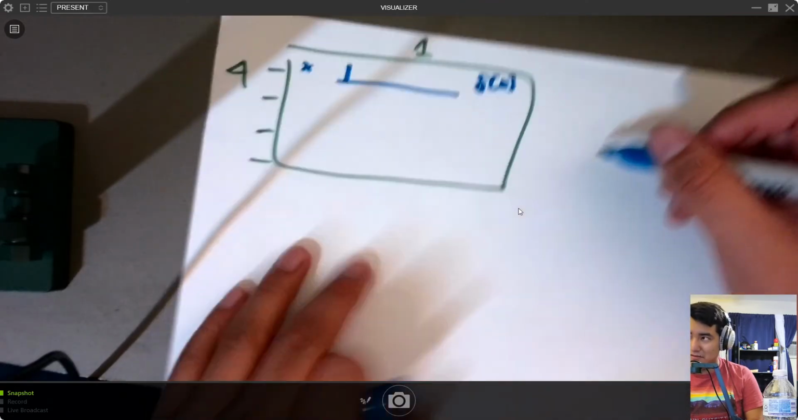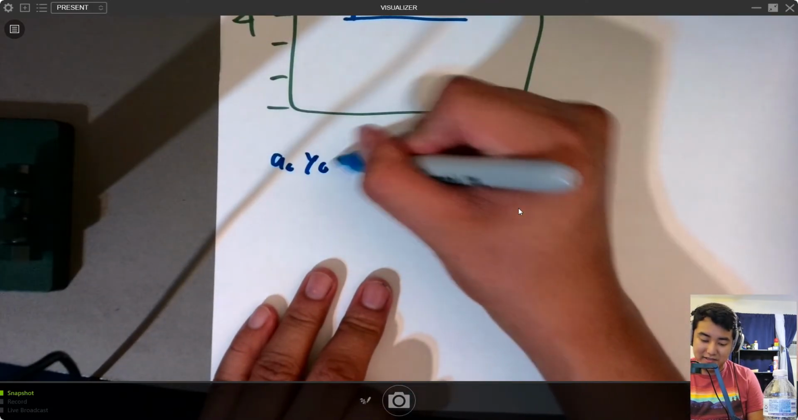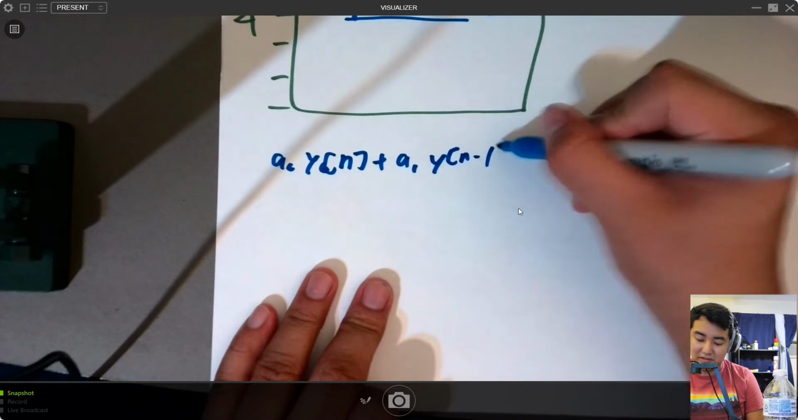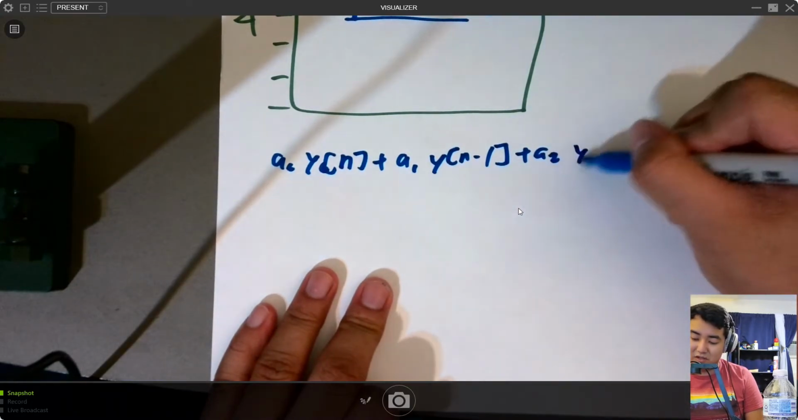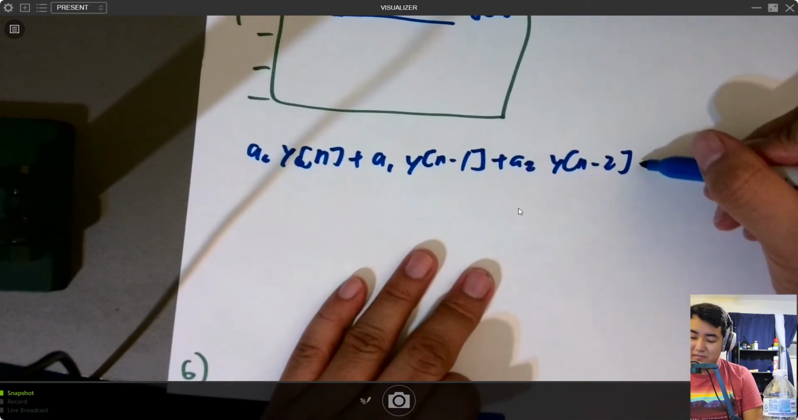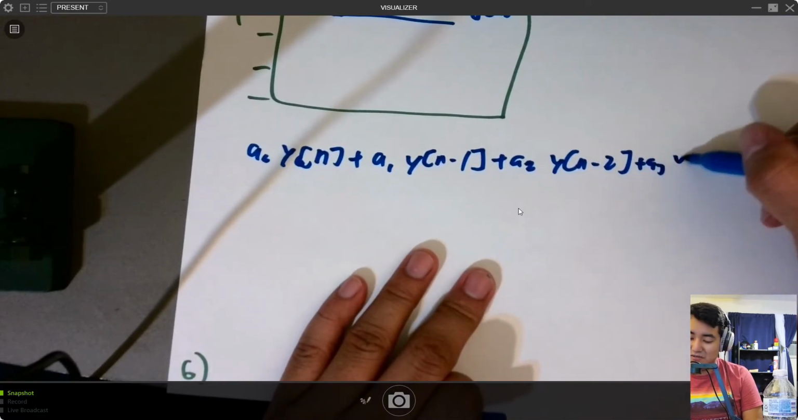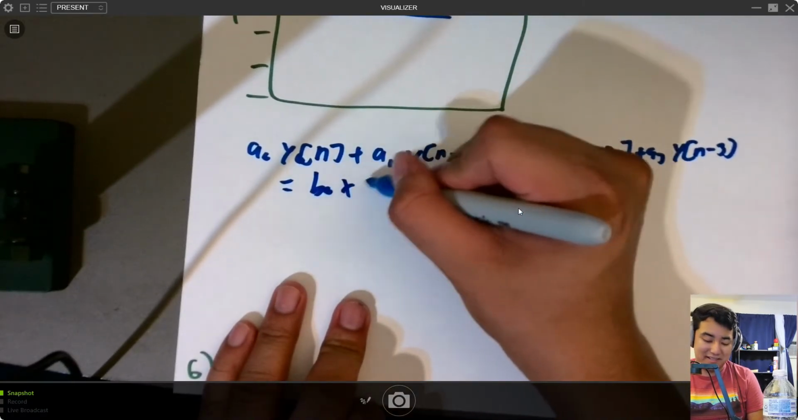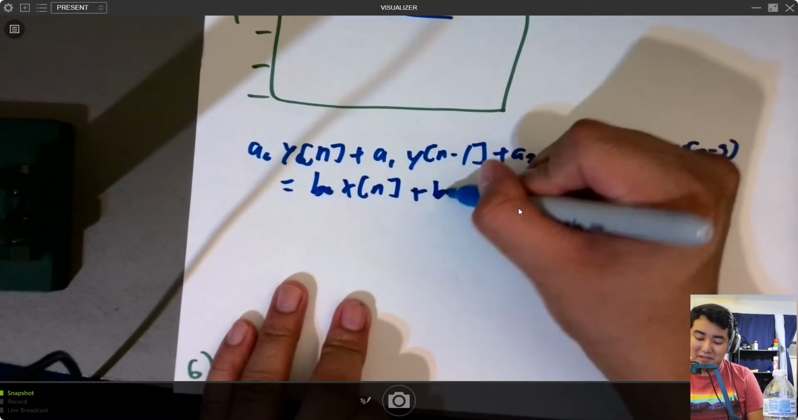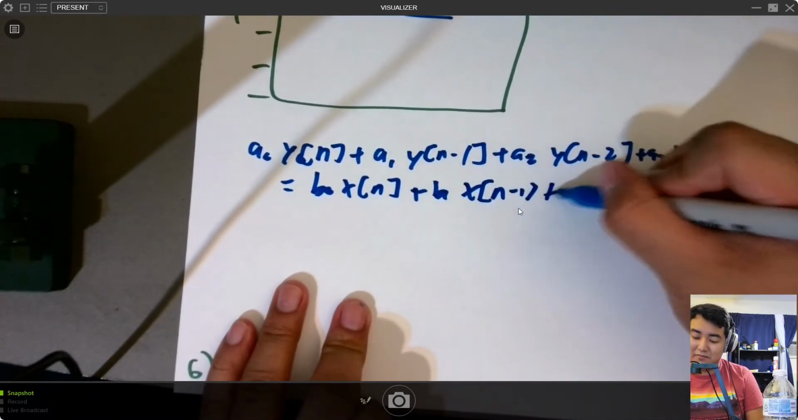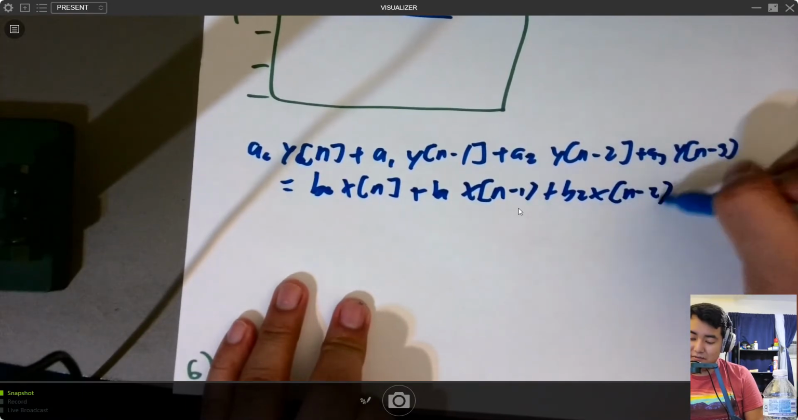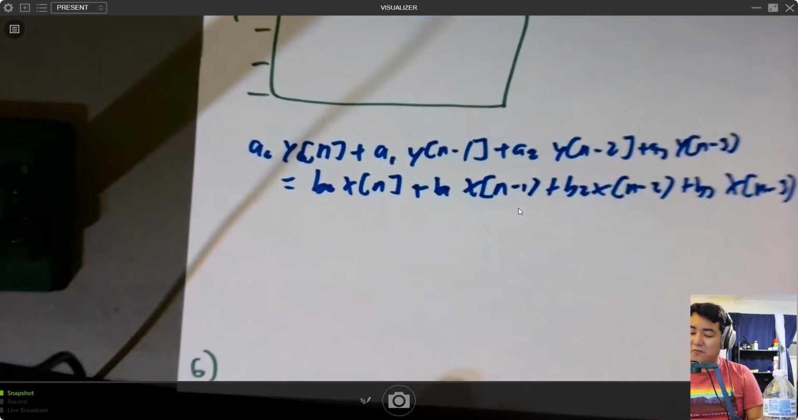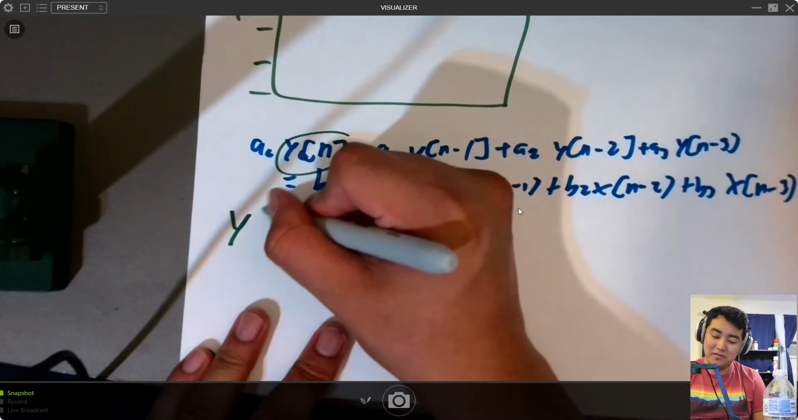a of 0, y of n, plus a of 1, y of n minus 1, plus a of 2, y of n minus 2, plus a of 3, y of n minus 3 is equal to b of 0, x of n, plus b of 1, x of n minus 1, plus b of 2, x of n minus 2, plus b of 3, x of n minus 3. Solve for y. What is y equal to?